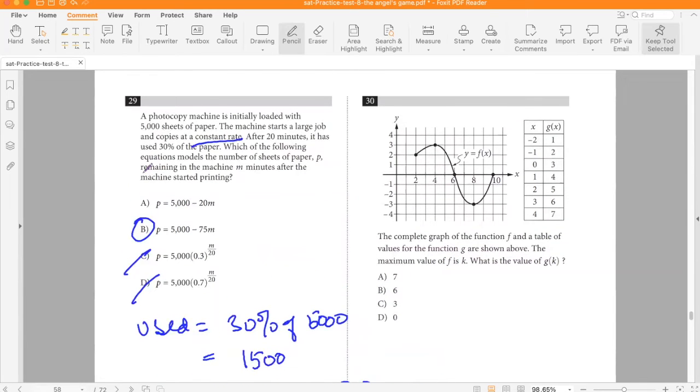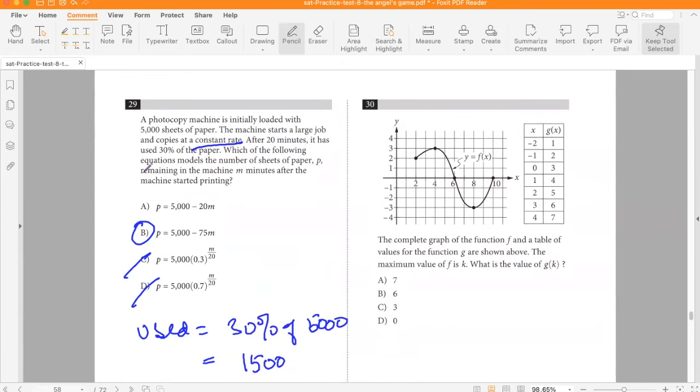The complete graph of the function f and a table of values for the function g are shown above. The maximum value of f is k. What is the value of g(k)? Okay, maximum value of the function f is 3, right? So k is 3. So g(3) would be 6.